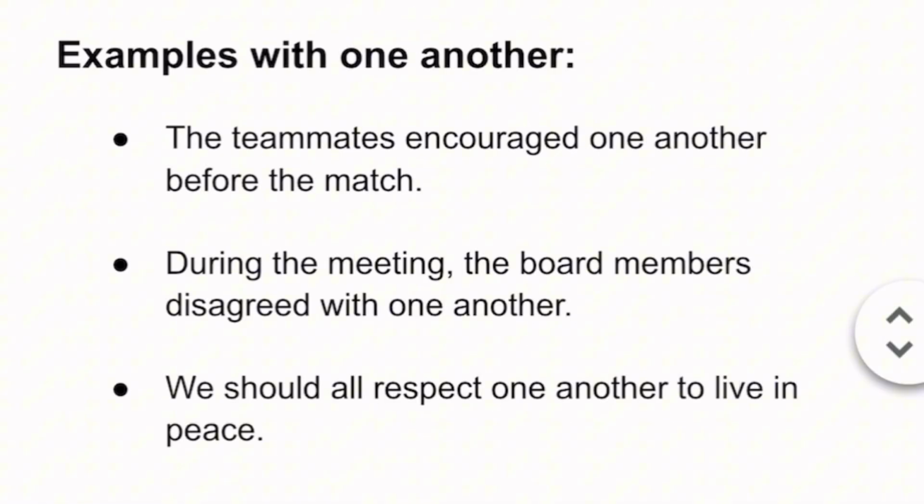One another. The teammates encourage one another before the match. This is talking about more than two people, an exchange of action. That means Kunle encourages Shade, Shade encourages Bimpe, Bimpe encourages George. There's an exchange of action among all of them.